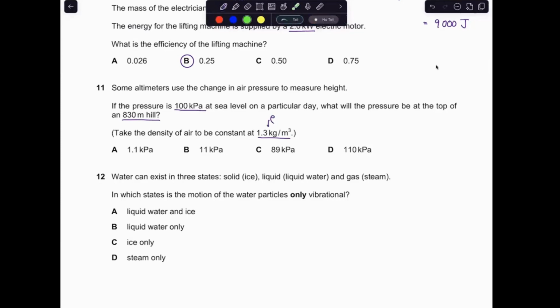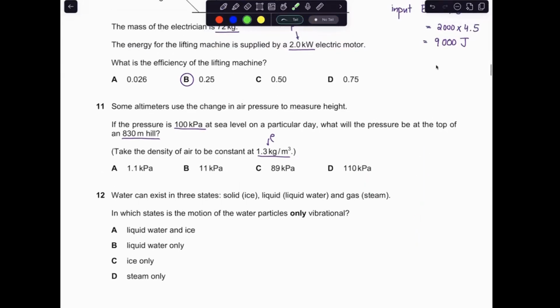Now, we know that for fluids, for example, in a liquid or a gas, meaning in the air, as you move lower, the pressure will increase. As you move higher, the pressure will decrease. Now, they're saying that the change in pressure is basically being used to calculate the pressure at the top of the hill.